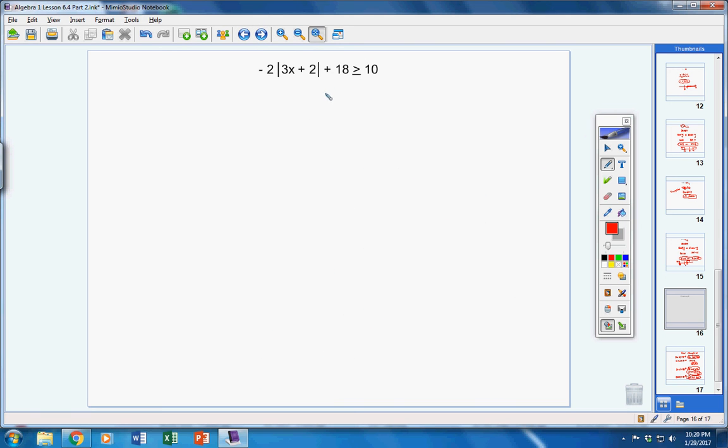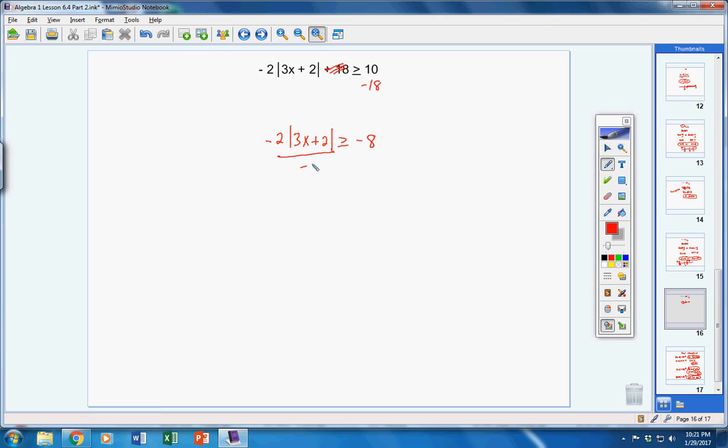Okay, let's solve this. Are you ready? Step 1, isolate the absolute value. We have to get rid of our negative 2 and our positive 18, okay? So first of all, bring your 18 over, make it a negative 18, and you're left with negative 2 absolute value 3x plus 2 greater than or equal to negative 8. Alright? Positive 10, negative 18, negative 8.